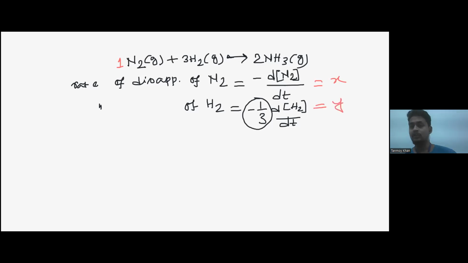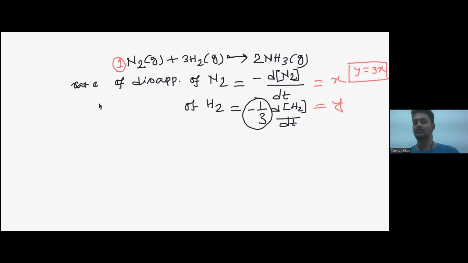And if you think this is Y, so Y will be equal to 3 times X. That's why it is like that. So the general procedure is, as I already said, the numbers before the molecules in a balanced chemical reaction are called stoichiometry. So you need to divide by the stoichiometry to get the rate of the reaction. So in case of hydrogen, it will be minus 1 by 3 d[H2].